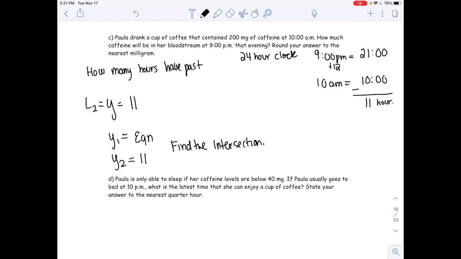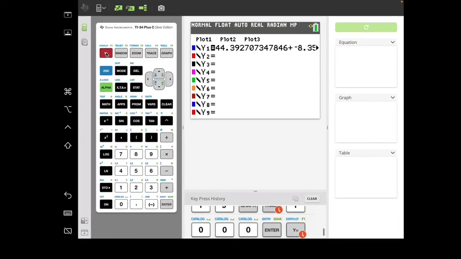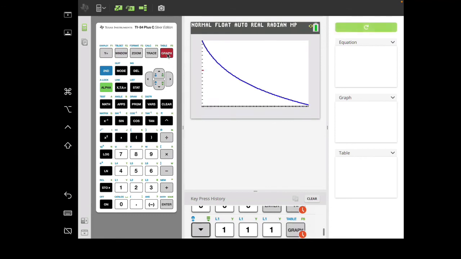We want to go to our Y equals in our graphing calculator. So let's go to our graphing calculator again. Under Y2, you're going to put 11, the hours that have passed. You're going to graph that. The goal is to see an intersection. If you can see an intersection, you can find your answer.